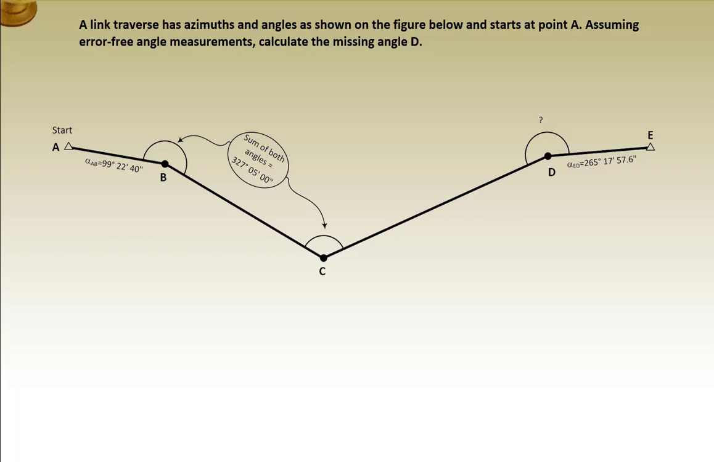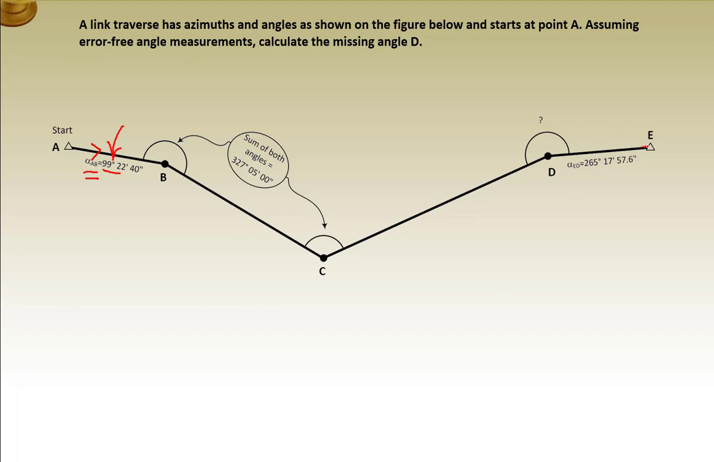Here we have a link traverse between A and E, going through stations B, C, and D. What is given? We have the azimuth of the first line, azimuth AB as given here. It is alpha AB, and the amount is 99°22'40". At the end, we have the azimuth of the line ED.